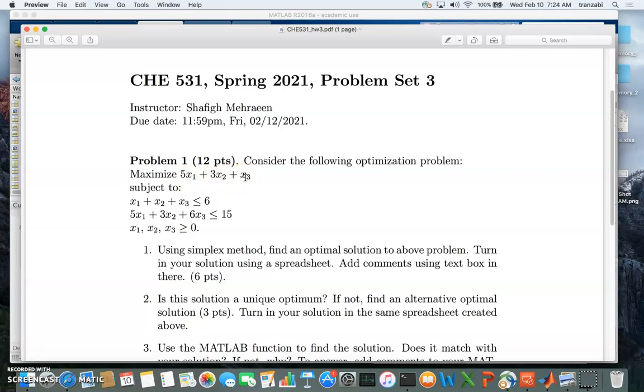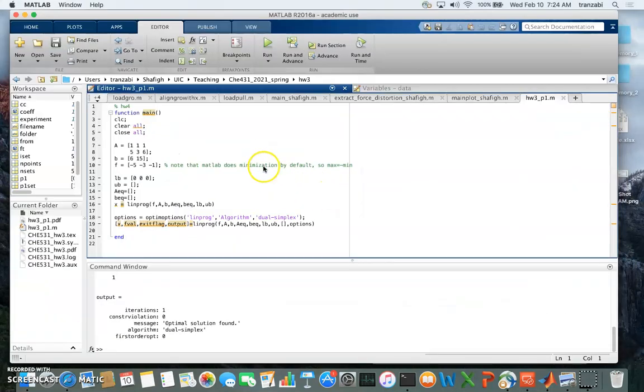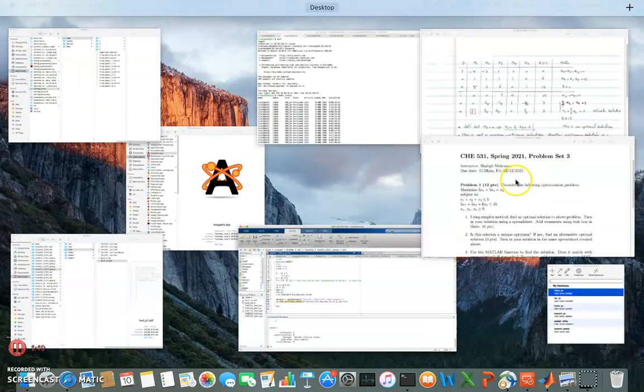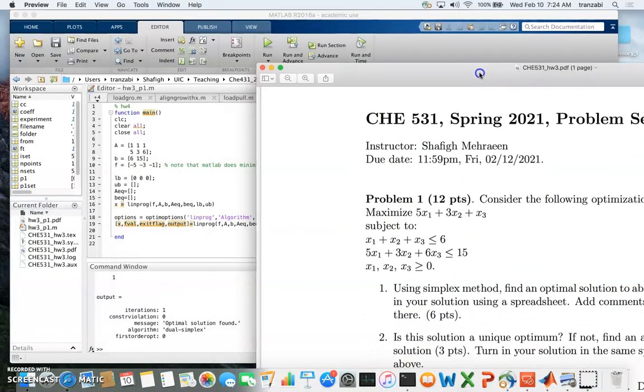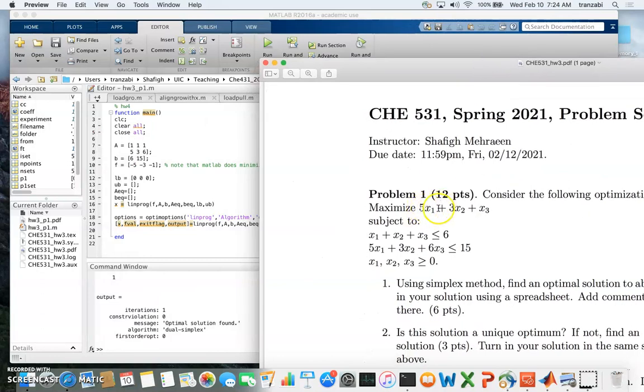And then in MATLAB, I have to put the coefficients accordingly. I'm going to put minus 5, minus 3, minus 1 for f, corresponding to these three. And then I have 2 constraints. I put them into the A and B matrices. B is the right-hand side, 6 and 15, and A is 1, 5 first column, 1, 3 second column, and 1, 6 third column.